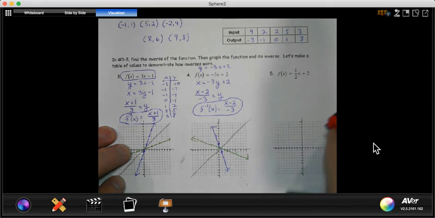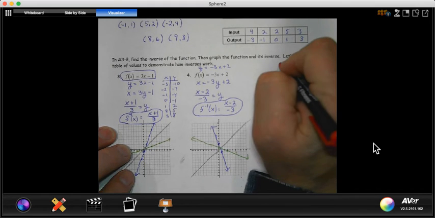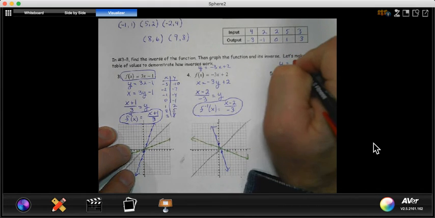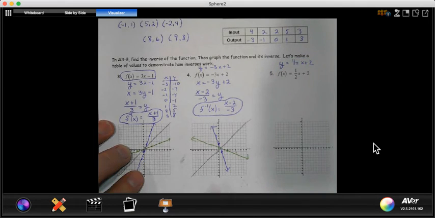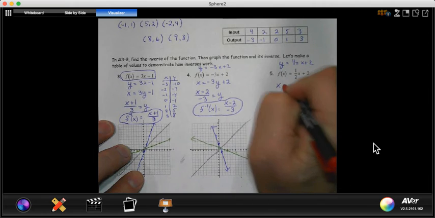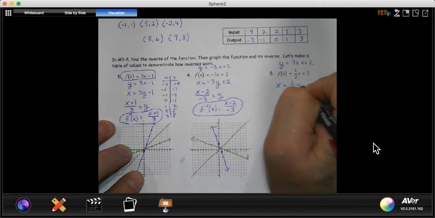All right, so a few more to do. So y, replace the f of x with y. So I have 1/2 x plus 2. Switch the x and the y. So x equals 1/2 y plus 2.